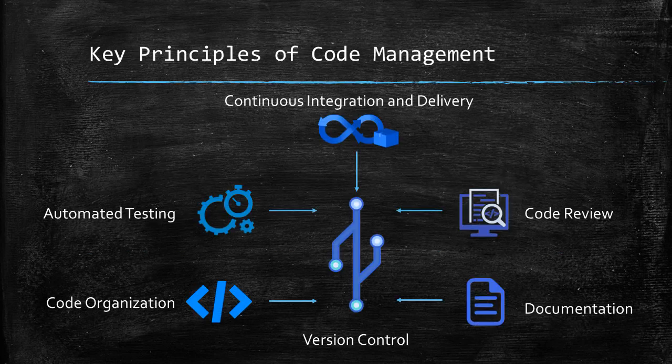Continuous code management refers to the process of organizing, storing, and maintaining the source code of software projects. Effective code management is critical for ensuring that code is reliable, secure, and easy to maintain. Here are some key principles of code management.